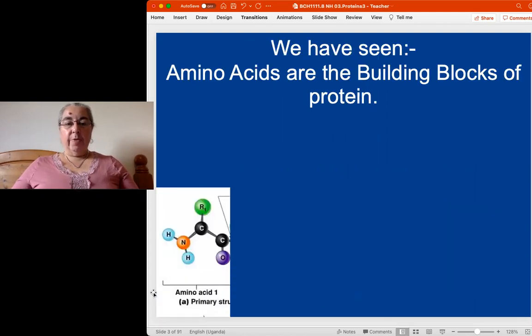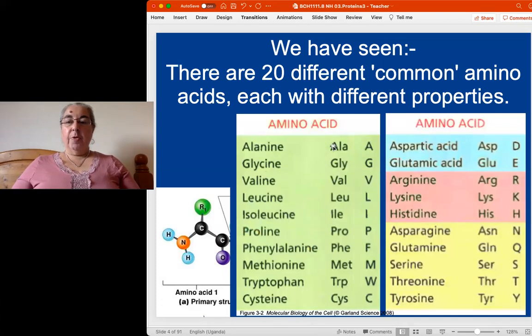So I hope that you remember what we've covered already. We've seen that amino acids are the building blocks of protein, and I hope that you are becoming very familiar with general amino acid structure and the 20 different R groups that give us our 20 common amino acids. I hope you're also getting used to using the abbreviations for each of those 20 amino acids, the 3-letter abbreviations and the 1-letter abbreviations, a good and very useful thing to learn.